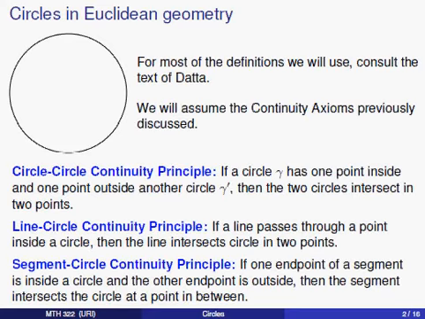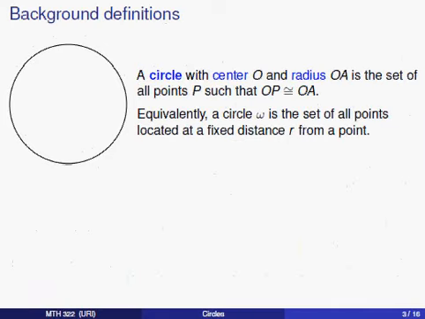We will be consulting the text of Datta for this next part, and you should keep in mind that we will be using many of the same definitions from before and also the axioms of continuity previously discussed. You'll remember in particular that back in chapter 3 we discussed the circle-circle continuity principle, the line-circle continuity principle, and the segment-circle continuity principle. You should assume that these are all true. We're assuming that these hold in the geometry we'll be working with. You should also assume that we'll be working with Euclidean geometry, so where necessary we will assume any parallel postulate we need to hold.